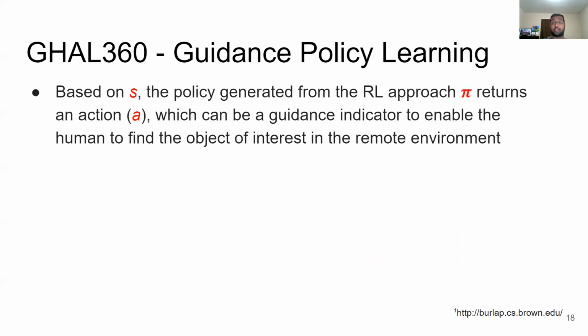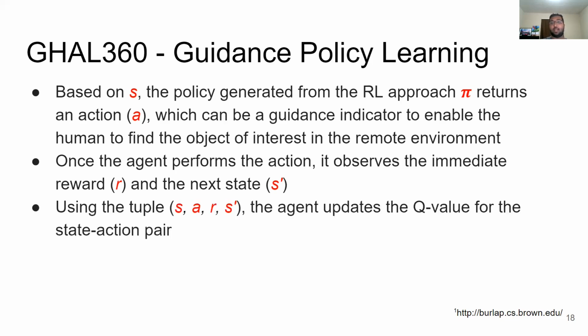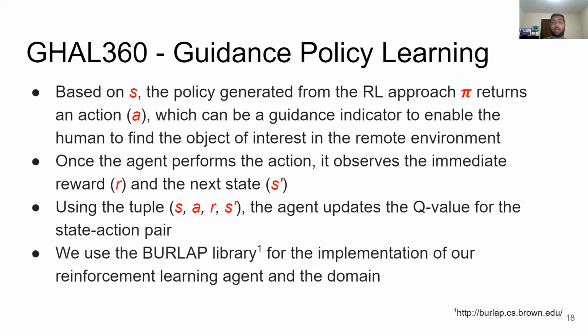Once the policy is generated, based on the current state of the system, the policy suggests an action, which can be a guidance indicator to enable the human to find the object of interest in the remote environment. Once the agent performs the action, it observes the reward R and the next state S dash. Finally, the tuple S, A, R, and S dash are used to update the Q values for that state action pair. We have used the Burlap library for the implementation of our domain as well as the RL agent.